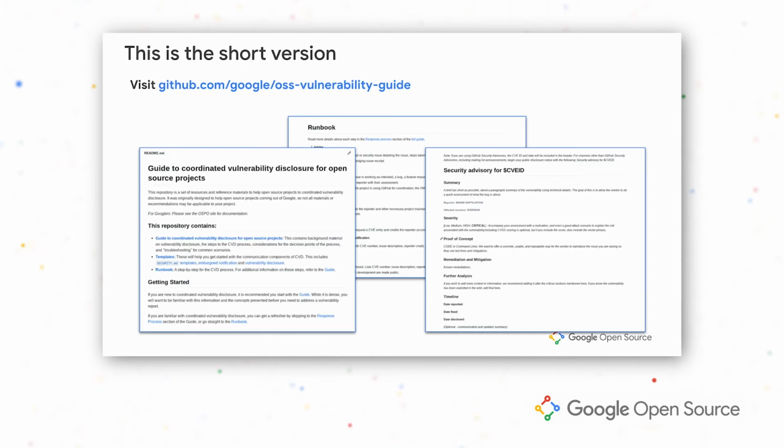Fortunately, we put this all up on GitHub. So if you head over to github.com/google/oss-vulnerability-guide, you will see a huge reference guide with tons of material there. There's a runbook if you just want to know step by step, tell me what to do. And then there's templates, which we're going to go over in a little bit as well.